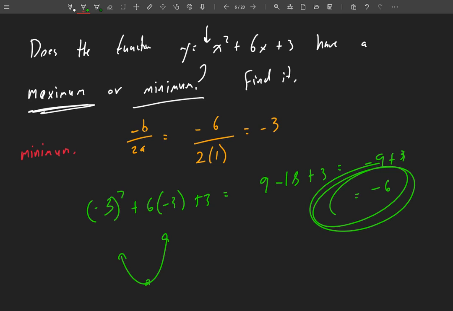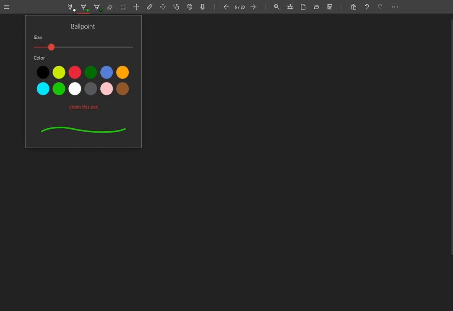Okay, let's do a couple more, then we'll call it a day. You try this one. Tell me whether this function, I'm not going to write all the words out, this function here, actually let's do a couple of them. 8x plus 4. Tell me if this has a maximum or a minimum, and then find it.